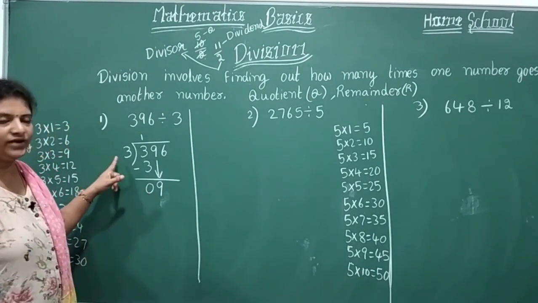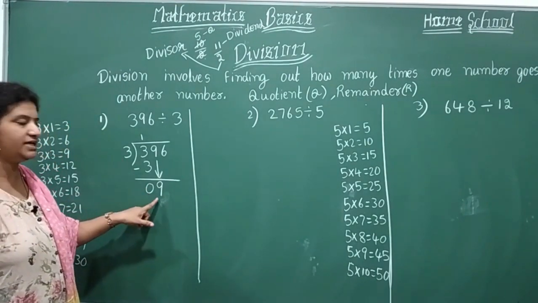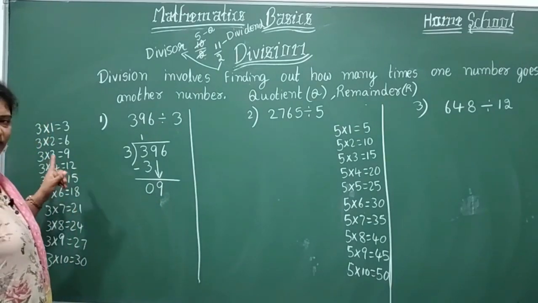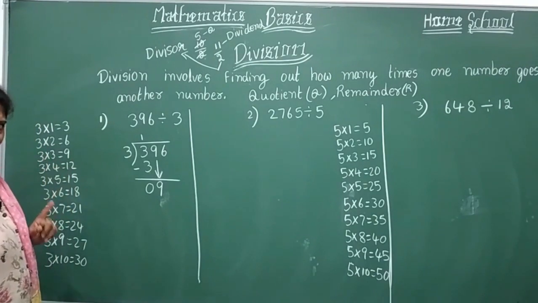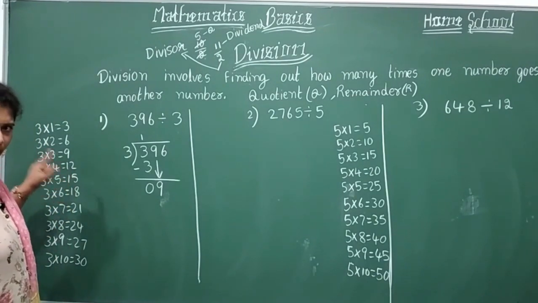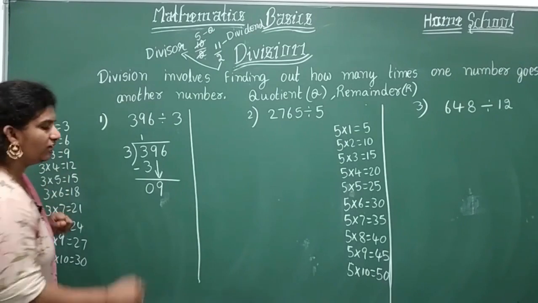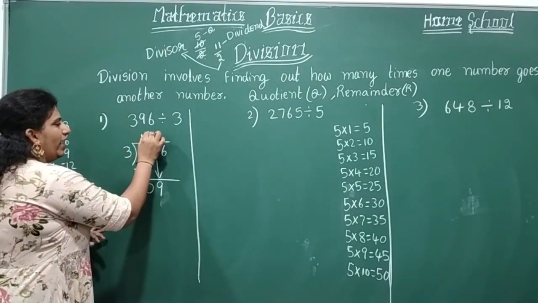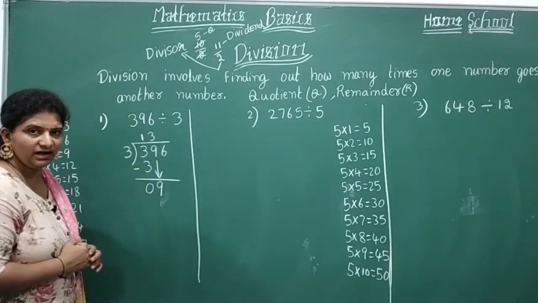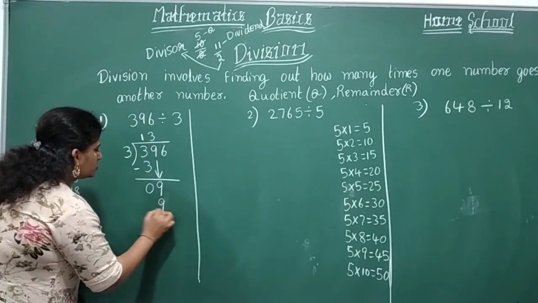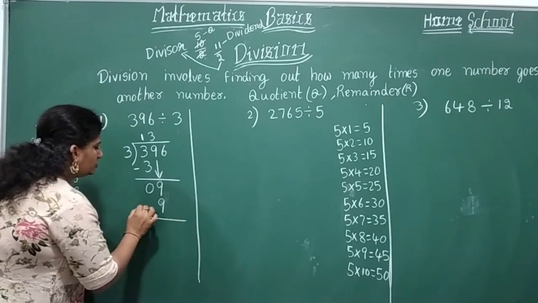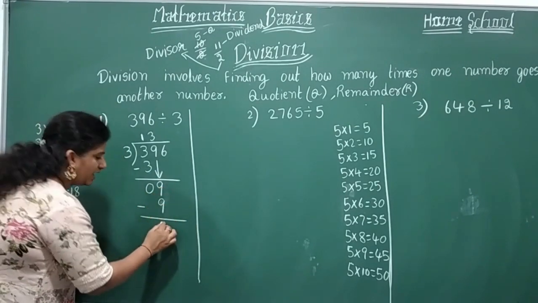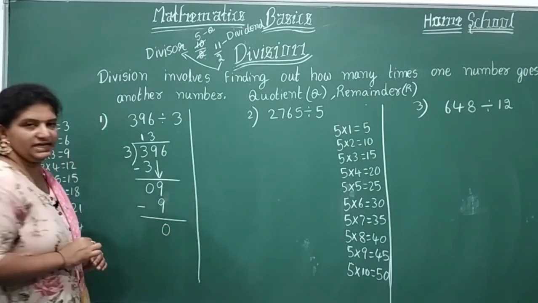So now in the 3 table, what number do you need to see now? 9. In the 3 table, where do you get 9 here, children? 3 3s are 9. Look at your table here. 3 3s are 9. Where do I have to write that 3? You have to write beside 1. Okay? 3 3s are 9. So now again do subtraction here. 9 minus 9, it will be 0.